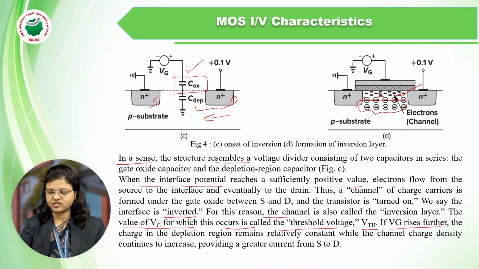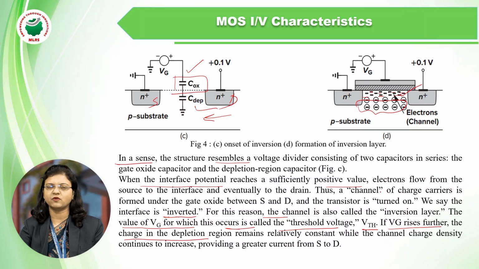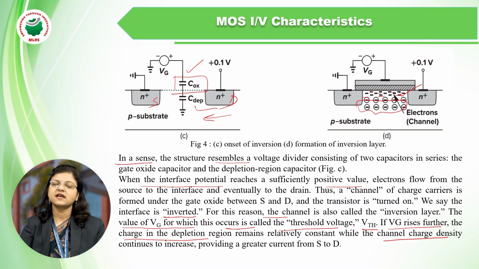If VG rises further, the charge in the depletion region will remain constant, but the channel charge density continues to increase, and as the charge density increases, the current flowing between source and drain also increases.